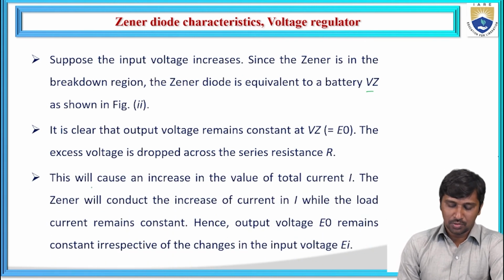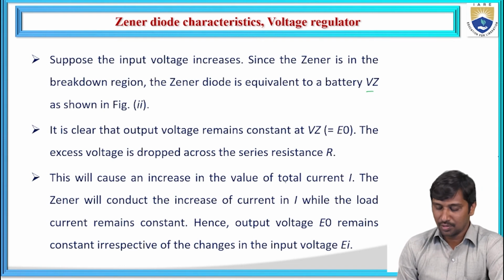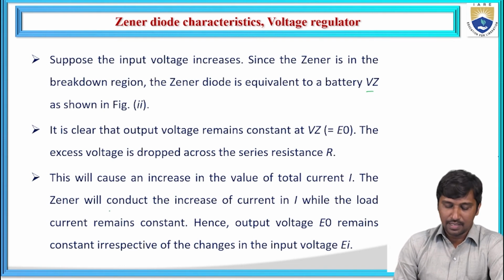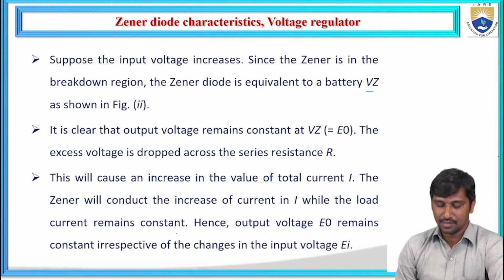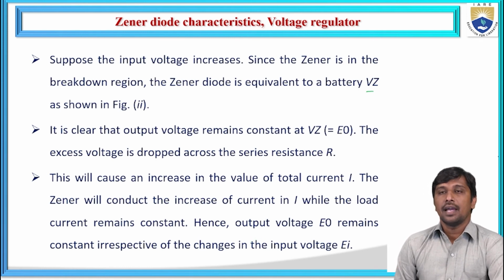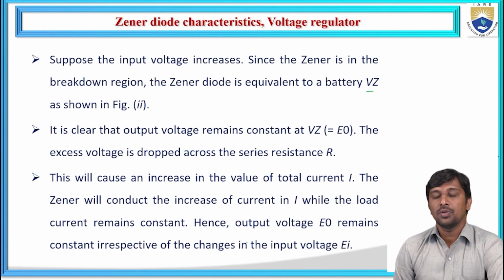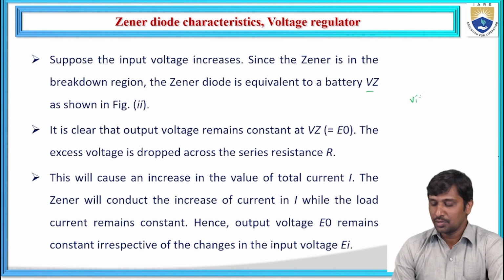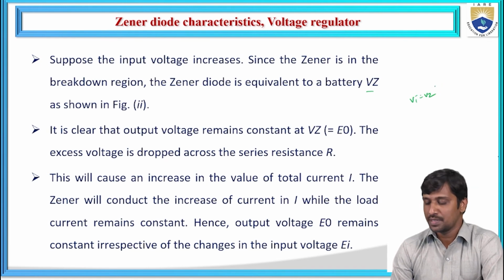This will cause an increase in the value of total current I. Then the Zener will conduct the increase of current I while the load current remains constant. That is the reason the output voltage remains constant irrespective of change in input voltage. Here we maintain the load resistance constant, and whenever the Zener diode enters the breakdown region, irrespective of the change, the output stays constant. Up to the point where VA reaches VZ, the Zener diode acts as an open circuit.